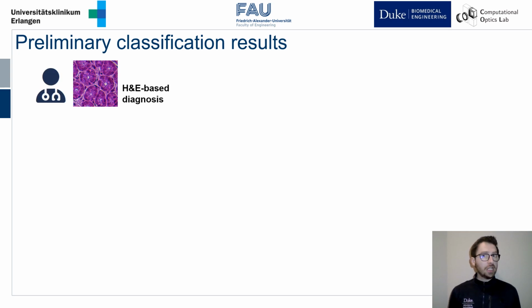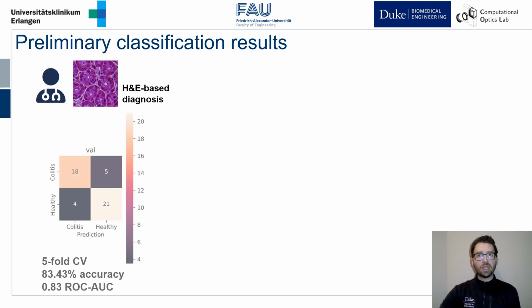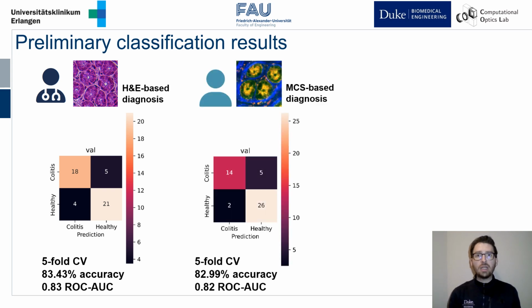For the H&E reference diagnosis, we can get a 5-fold cross-validation accuracy of 83%, which might seem low, but actually we found in our previous work that this is a similar level of agreement than different human annotators would have with each other. So actually it's not that bad. Very similar level of agreement for the multi-photon colitis score annotation. We are also getting close to 83% validation accuracy.